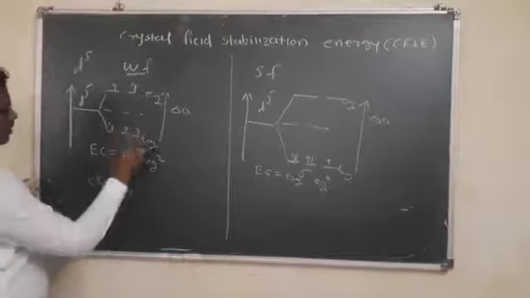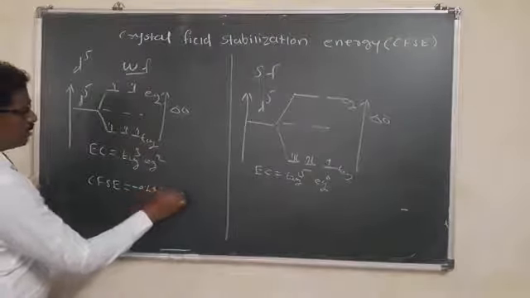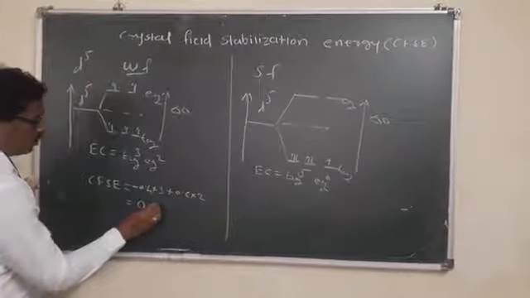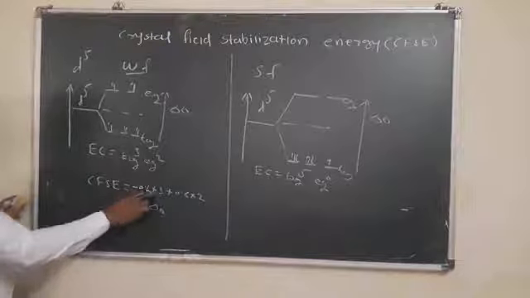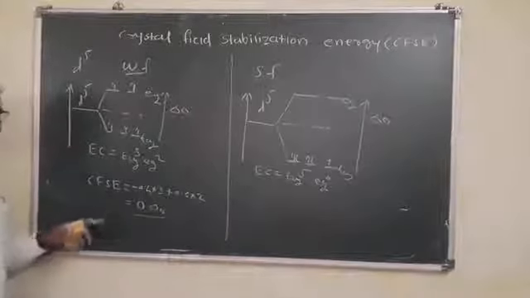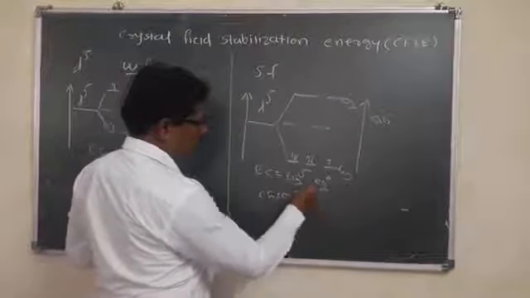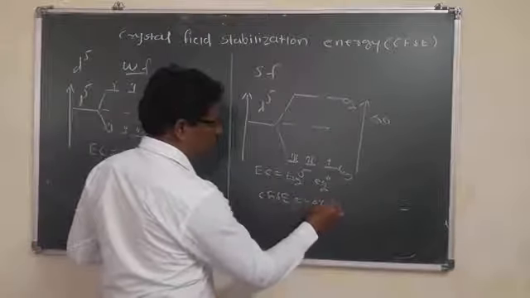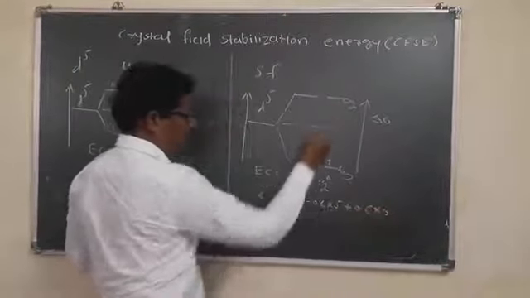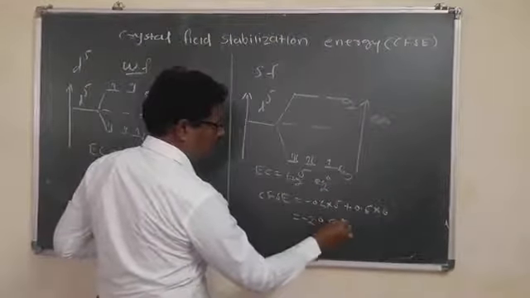is minus 0.4 into 3 plus 0.6 into 2, and therefore the crystal field stabilization energy is 0: minus 1.2 plus 1.2, and therefore the total energy is 0. But in the strong field case, the crystal field stabilization energy is minus 0.4 into 5 plus 0.6 into 0, with 0 electrons in the eg orbitals, therefore minus 2.0 delta O.